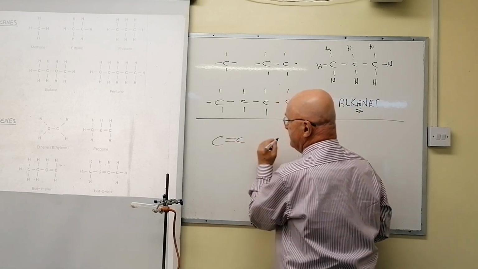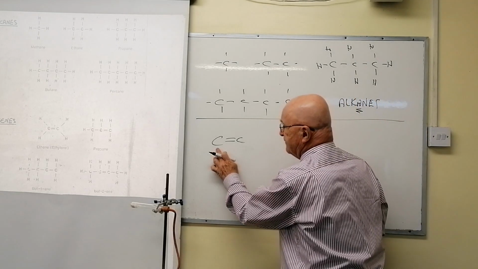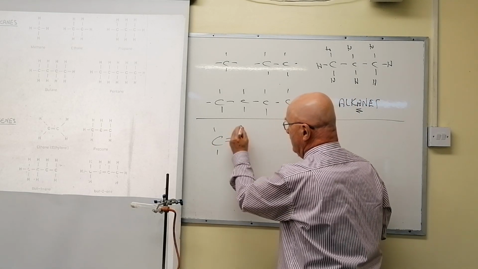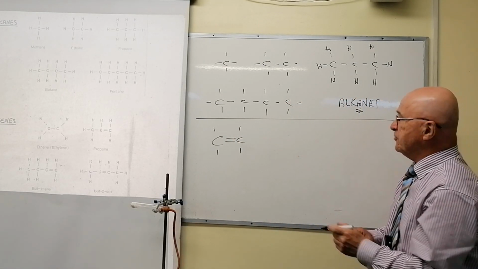A double bond there. That's what you write first in the exam for ethene. Now every carbon must have 4 bonds. 1 there and there, and 1 there and there. Good, and that's correct.